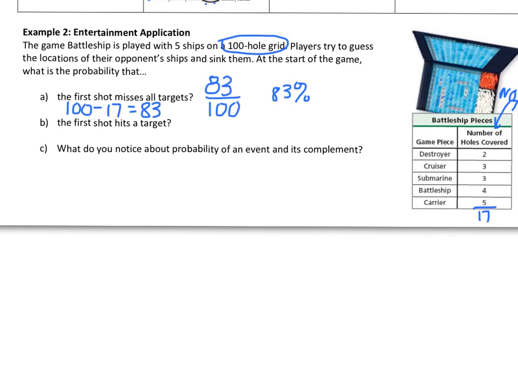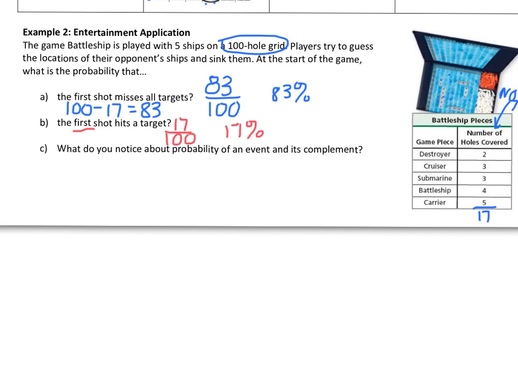The next question is, what's the probability that your first shot, so none of the spaces have been guessed yet, actually hits a target? Well, 17 of the spaces actually have a ship on them out of the 100. So 17 out of 100, or 17%.